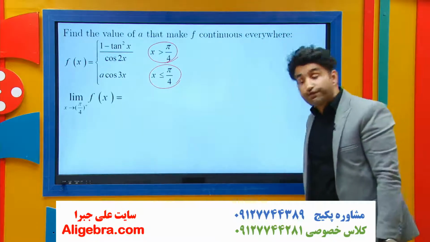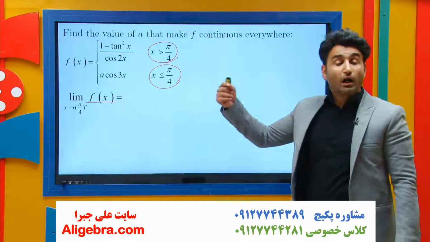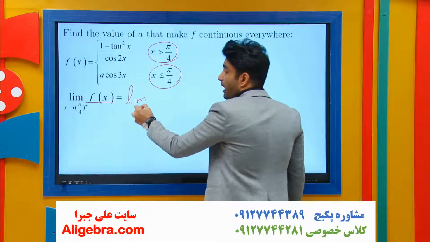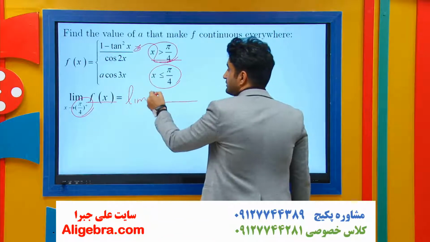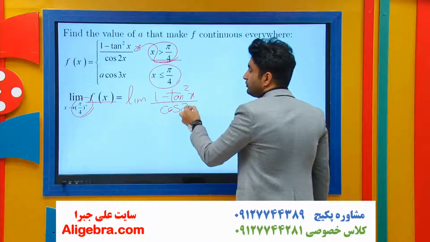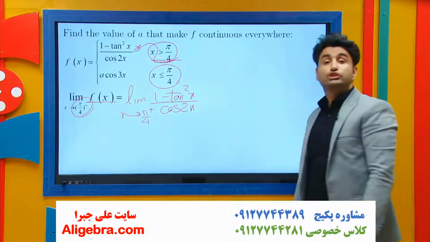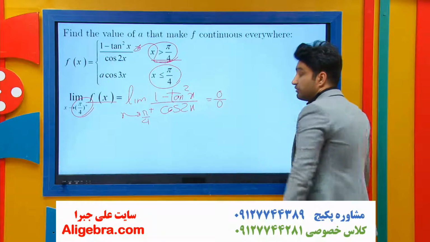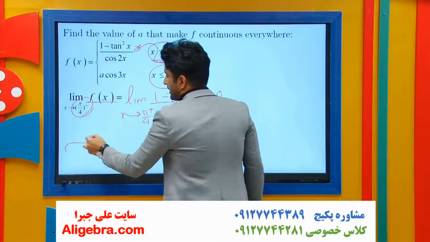So I'm going to find the limit of f of x as x approaches pi over 4 from the right, which means we must use this function. On top, 1 minus tangent squared x, over cosine 2x, as x approaches pi over 4 from the right. If I use direct substitution, I get 0 over 0. 0 over 0 gives me the permission to use L'Hopital's rule. So I'm going to use L'Hopital's rule.